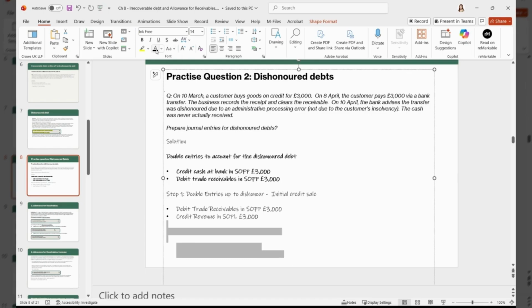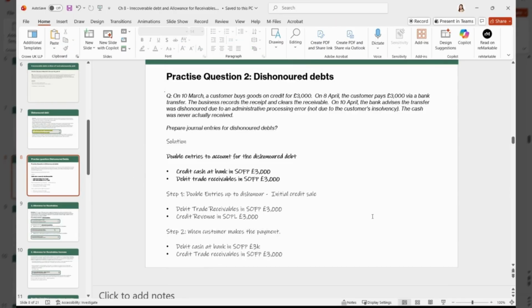Entry 2. The payment recorded. We debit cash at bank in the statement of financial position for £3,000. This reflects the cash inflow. We credit trade receivables for £3,000. This clears the customer's debt because we believe the payment has been made. Everything looks straightforward. But then, on 10th April, the bank advises that the transfer was dishonoured. This was due to an administrative processing error, not because the customer is insolvent. In other words, the cash never actually arrived. And this is the double entry for dishonoured payments.